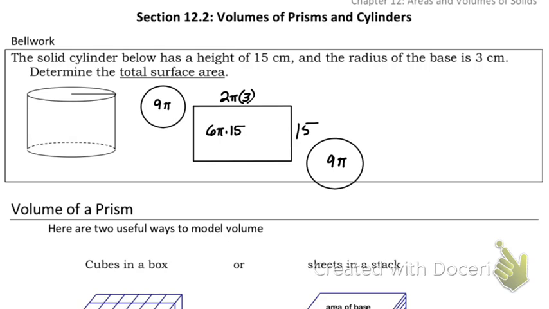So my surface area is just adding up those two-dimensional shapes. So it's 9 pi plus 9 pi, which equals 18 pi, plus 6 times 15 is 90 pi, which equals 108 pi centimeters squared. Don't forget about the centimeter squared.